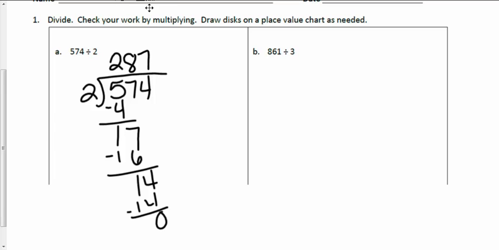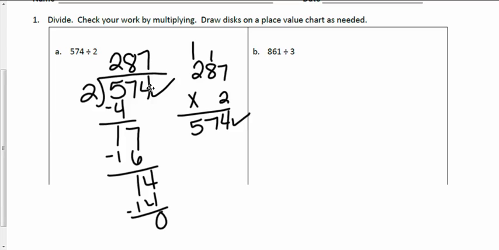It says to check your work by multiplying. So I'm going to come over here, and I'm going to choose 287 times 2, and I'm going to check my work. 7 times 2 is 14, 8 times 2 is 16, plus 1 is 17, 2 times 2 is 4, plus 1 is 5, so it checks. 574, 574.